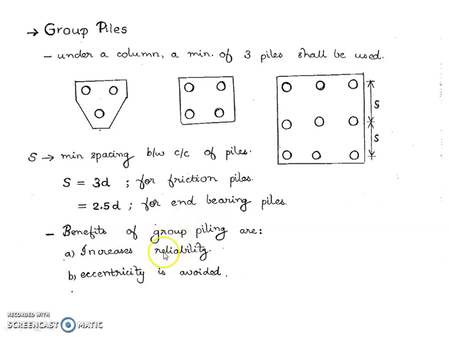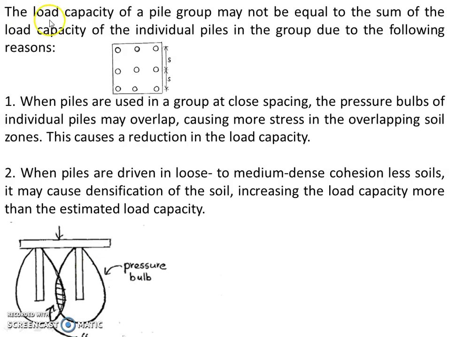Benefit of group piling is that it increases reliability and eccentricity is avoided. The load capacity of pile group may not be equal to the sum of the load capacity of the individual piles in the group due to the following reasons. So that means the total load capacity of all the 9 piles may not be equal to the sum of the load capacity of the individual piles.